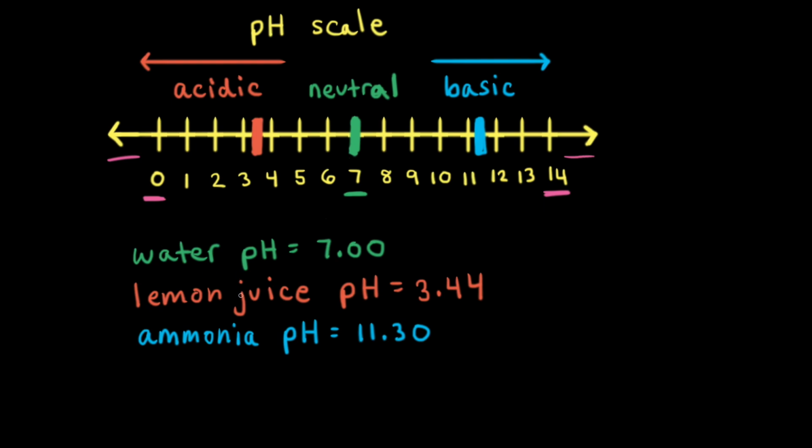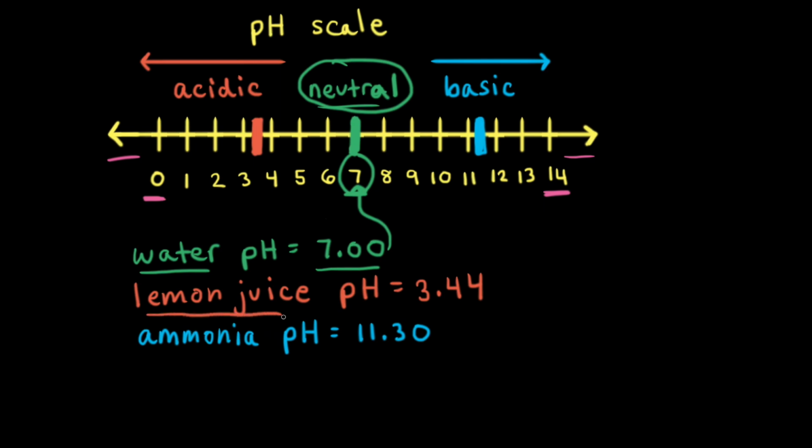We calculated that a sample of pure water at 25 degrees Celsius has a pH of 7.00. That puts it right in the middle of the pH scale, and we say that water is a neutral substance. An aqueous solution that has a pH of 7 is considered to be a neutral solution. An aqueous solution with a pH less than 7 is considered to be an acidic solution.